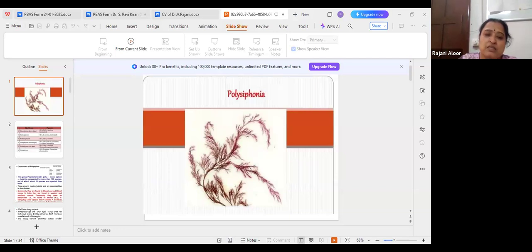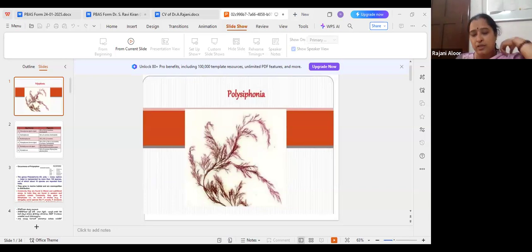Most species are heterothallic. In yesterday's class, I explained the meaning of heterothallism, or heterothallic. This one is the heterotrichous habit. This one also has the heterotrichous habit. What is the meaning of heterotrichous? Here, two systems are present. What are the two systems? One is the prostrate system, the second is the erect system. That is called heterotrichous.